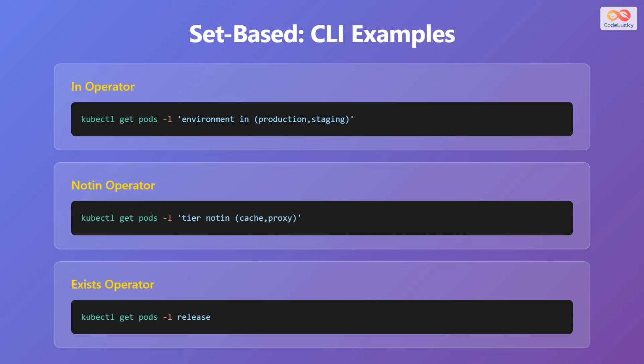Let's look at command line examples for set-based selectors. For the in operator, you use kubectl get pods -l followed by environment in parentheses containing production comma staging, enclosed in single quotes. This selects pods where the environment is either production or staging. For the not in operator, the syntax is similar but filters out the specified values, like tier not in cache comma proxy. And for the exists operator, you simply specify the label key without any operator, such as kubectl get pods -l release, which selects all pods that have a release label.